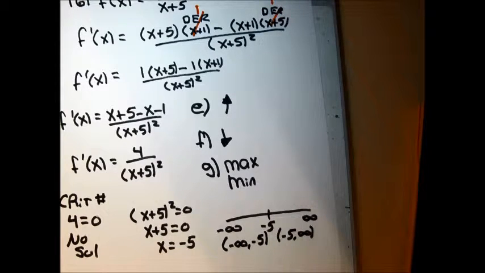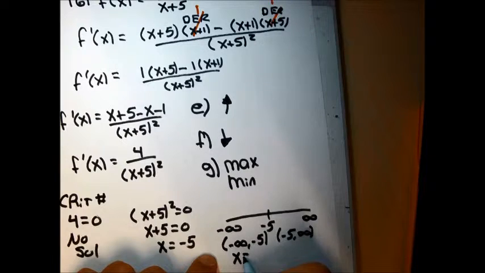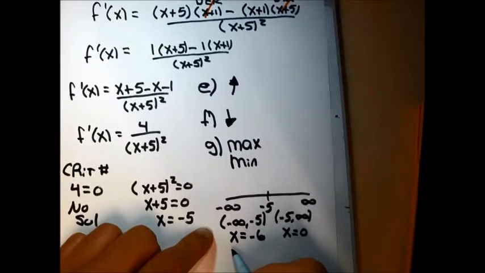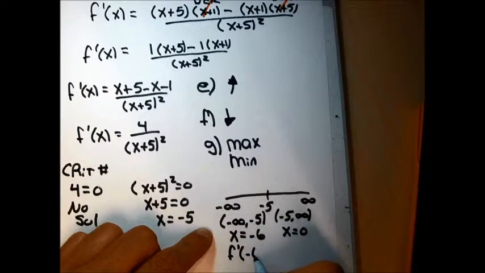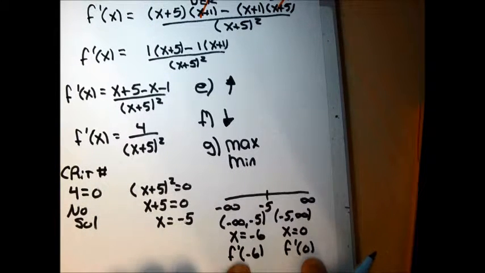I need to pick numbers to plug into the first derivative. In this interval, I'm going to plug x equal to negative 6. This one, since it goes from negative to positive, I'm going to do x equal to 0. Now I need to find f prime of negative 6 and f prime of 0. I'm going to do both of those using the dy dx feature on my calculator.